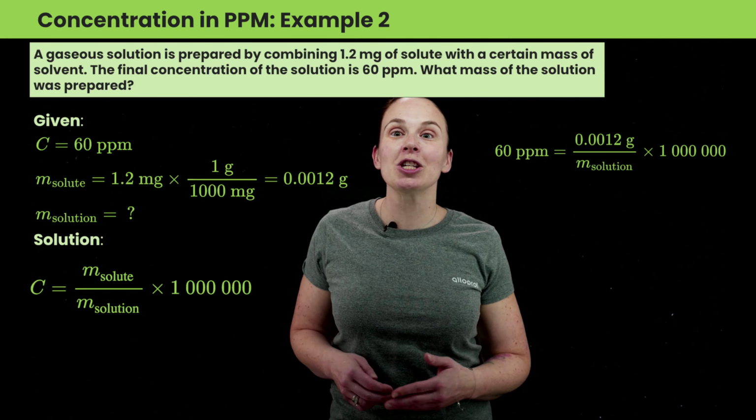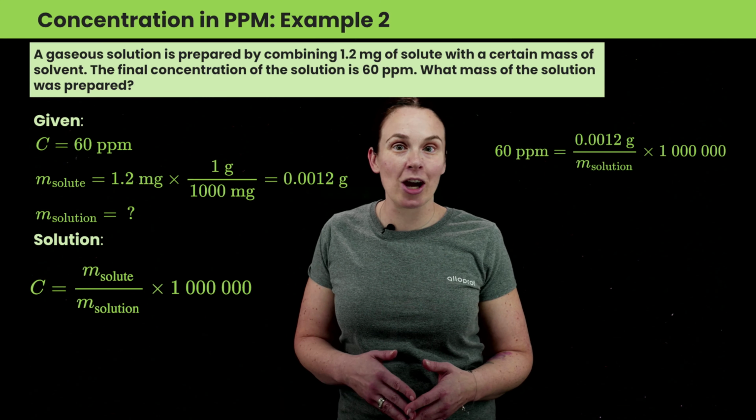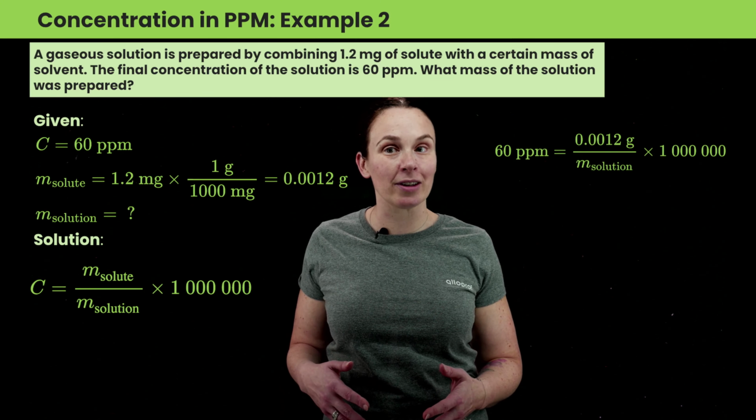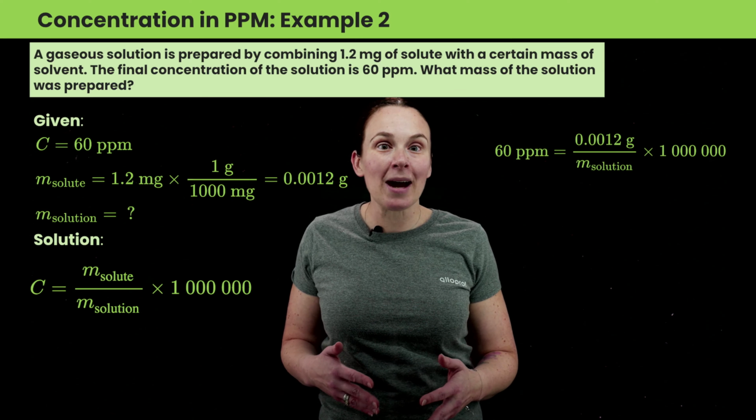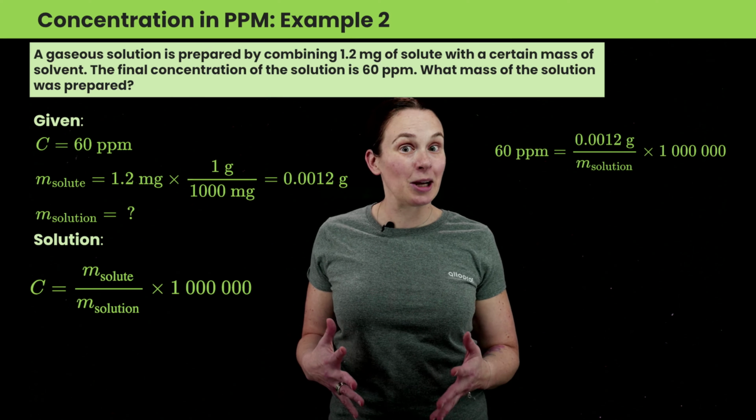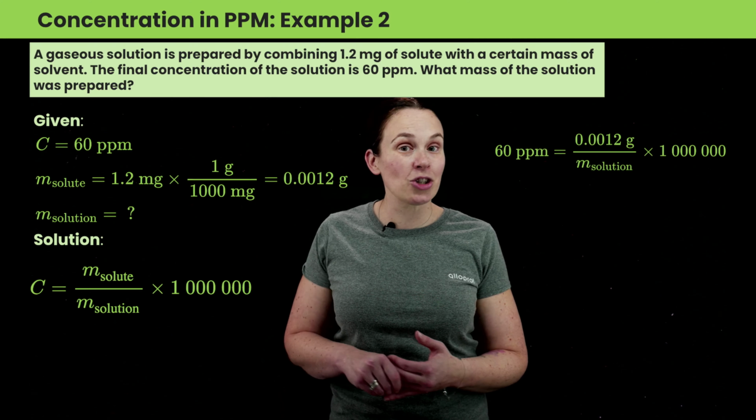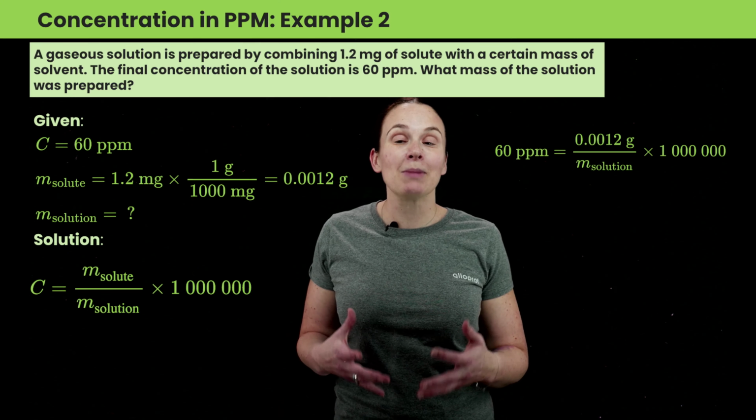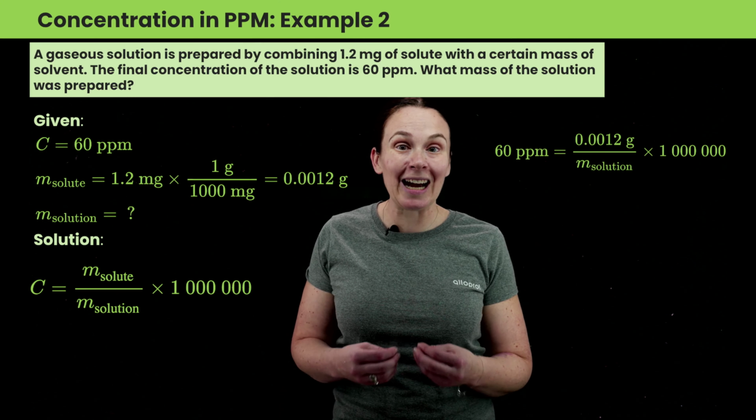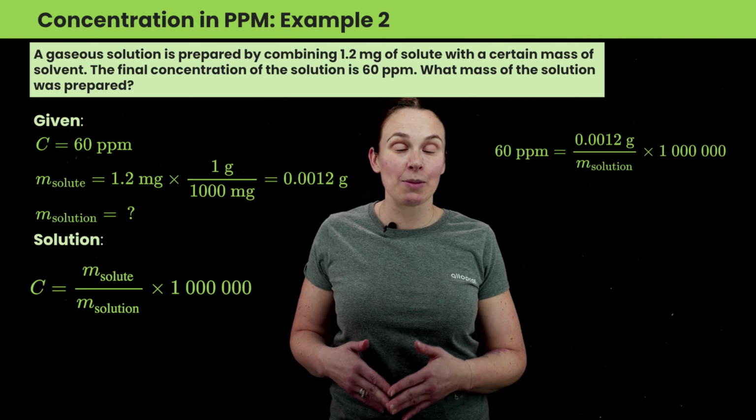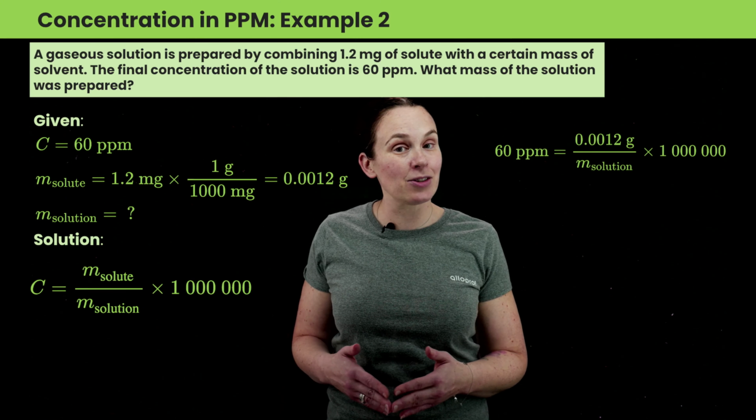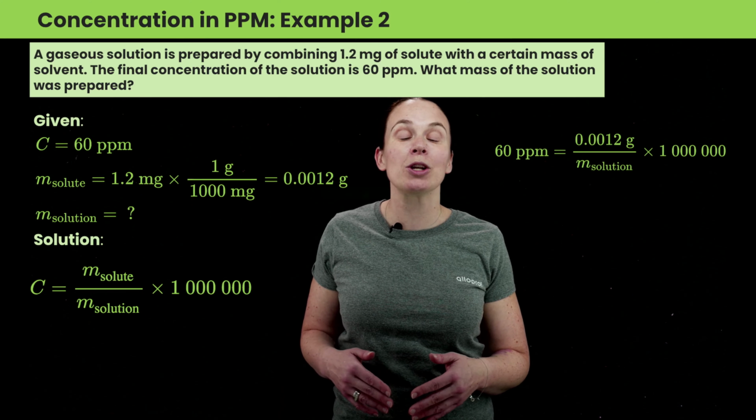A gaseous solution is prepared by combining 1.2 milligrams of solute with a certain mass of solvent. The final concentration of the solution is 60 ppm. What mass of the solution was prepared? So we need to write down what we know. We know that the concentration is 60 ppm. We know that the mass of the solute is 1.2 milligrams, but I like grams. So we are going to convert that into grams. So we're timesing it by 1 gram, divide by 1,000 milligrams to get 0.0012 grams.